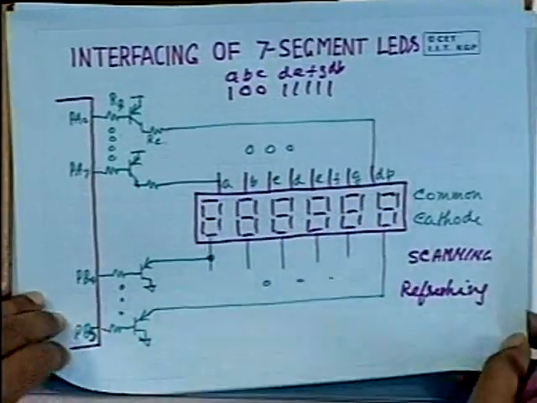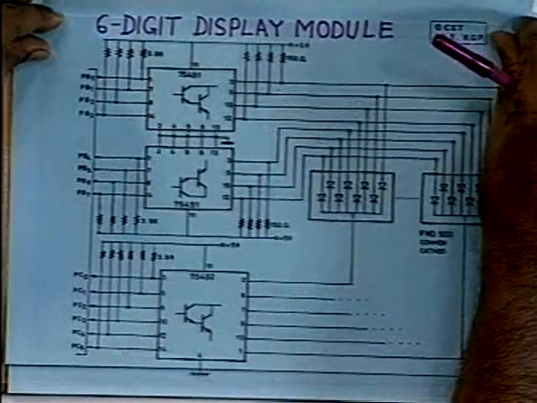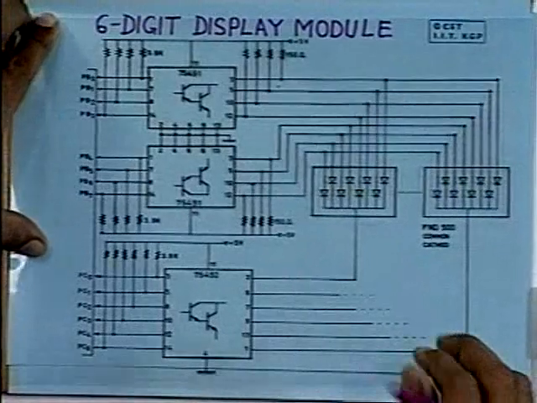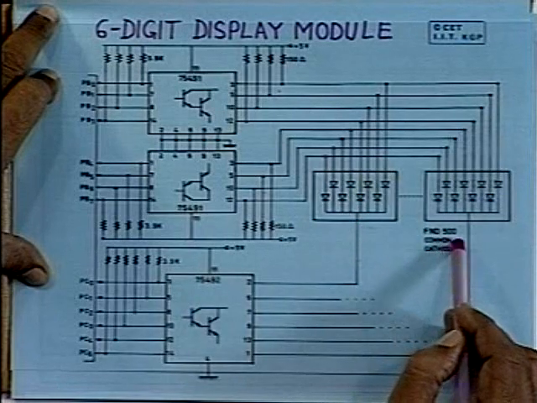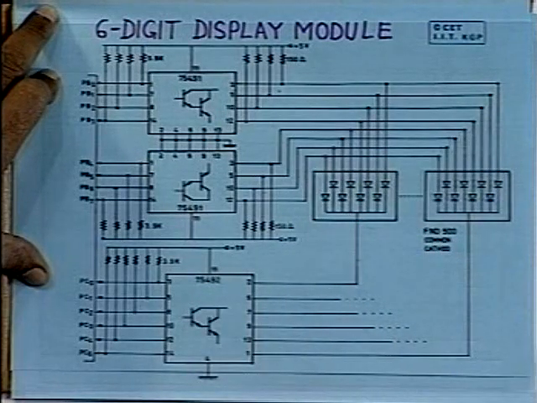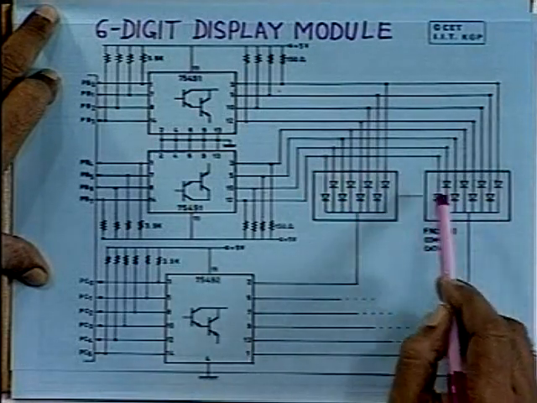We have seen that. Now, just like the keyboard module I had shown in the last lecture, you can also use a display module, and the display module can be realized in this manner. So, this is the 6 digit display module. Let me explain its operation. Here there are 6 digits, 6 LED segments, FND 500 common cathode type displays. 6 such digits are shown here.